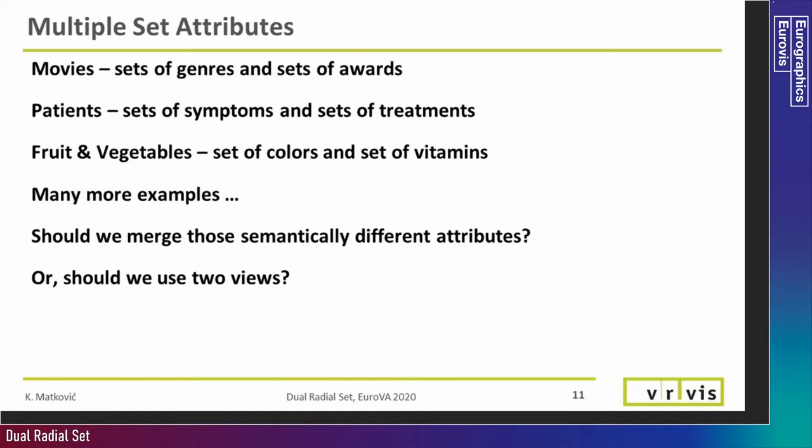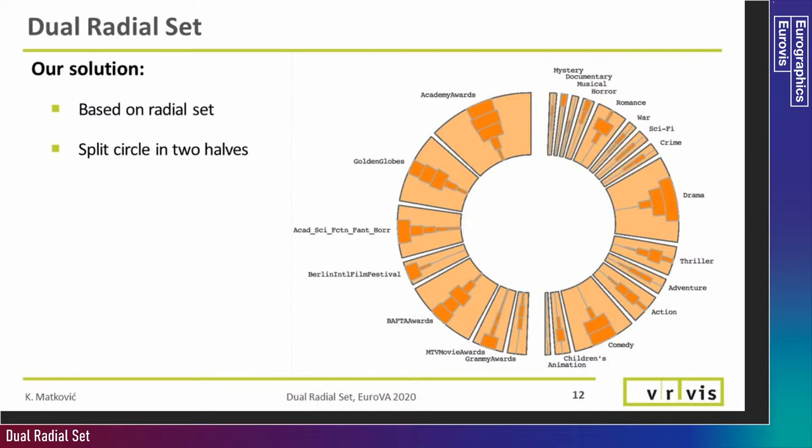And our solution that I will present here today is, when we have two set type attributes, in our case, in this example, awards and genres for movies, we use a single view that we call dual radial set. It's clear why. We have dual, we have two radial, we have two set type attributes, and we show them in a set-like display. We split the circle in two halves, and you can see here on the left we have awards, and on the right we have genres. Now we can see separately which awards come more alone, which come more in combination. For example, Academy of Science Fiction and Fantasy Horror Award comes quite often alone. Academy Awards come more often in addition to one more, and so on.